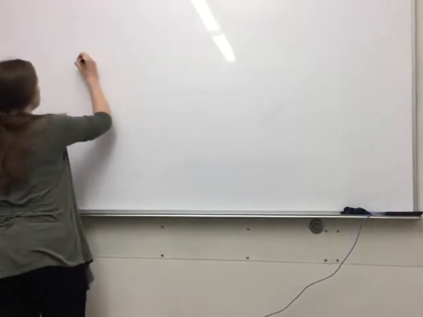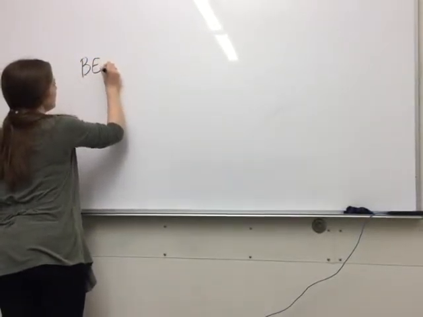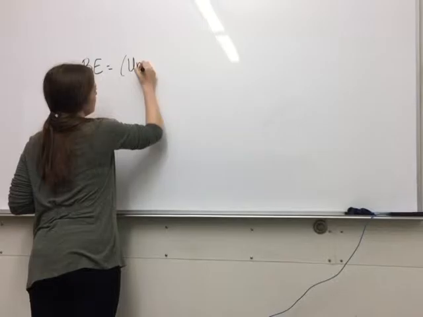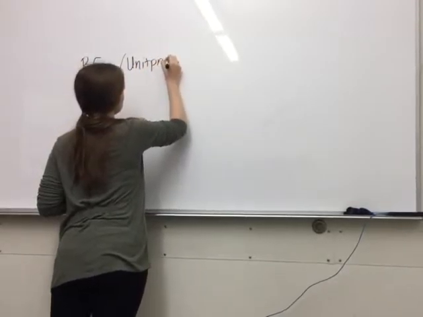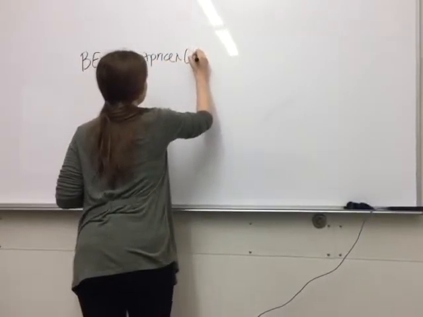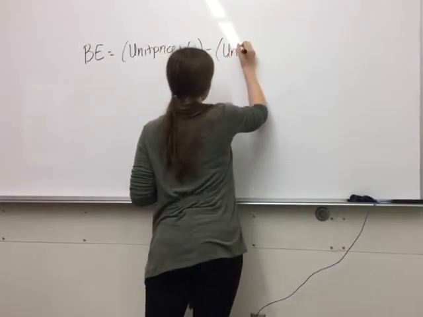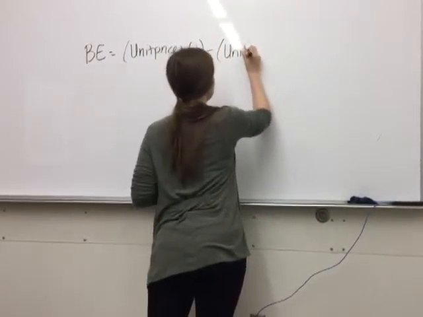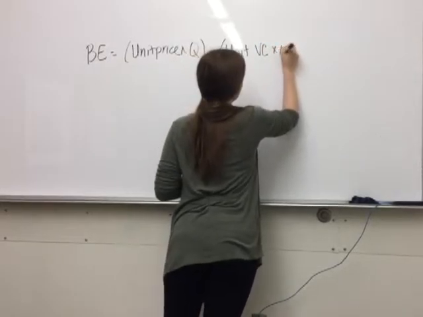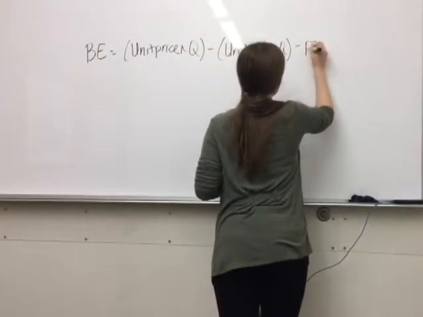Right, so the break-even point, which we'll call B, equals the unit price times the quantity minus unit variable cost times the quantity minus fixed cost.